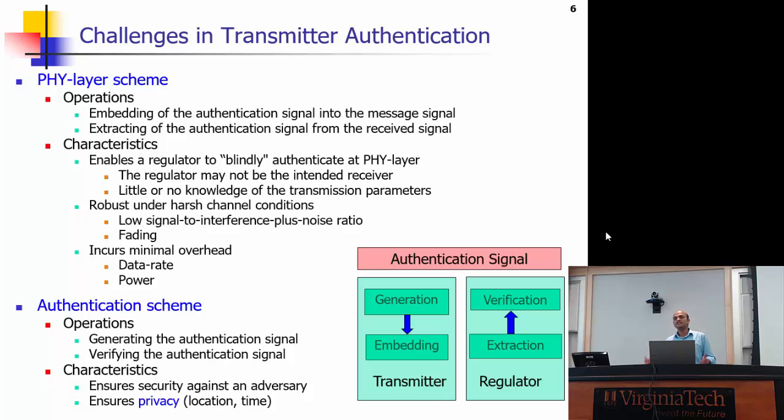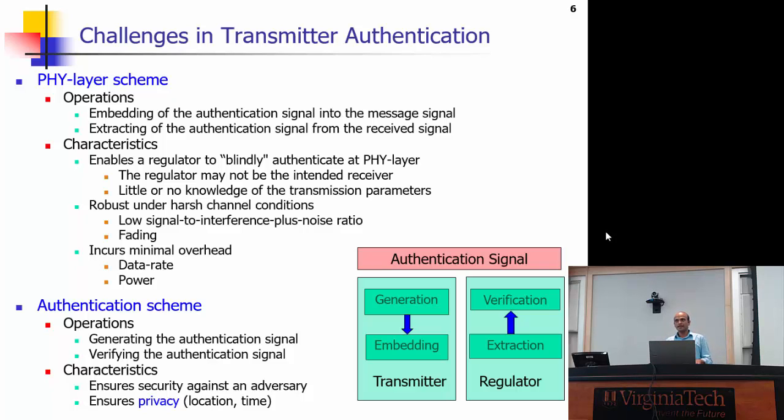And then you need to actually embed that authentication signal into the message signal. Now the regulator, which can be a sensor put for the enforcement in the whole network, has to do again two operations. The first one being the extraction of the bits from the received signal, and then using those bits it needs to identify and verify the transmitter. So we can divide this whole problem into two parts. One is a PHY-layer scheme, which will be used by the transmitter for embedding the authentication signal into the message signal, and then an extraction mechanism in which the regulator could extract that signal.